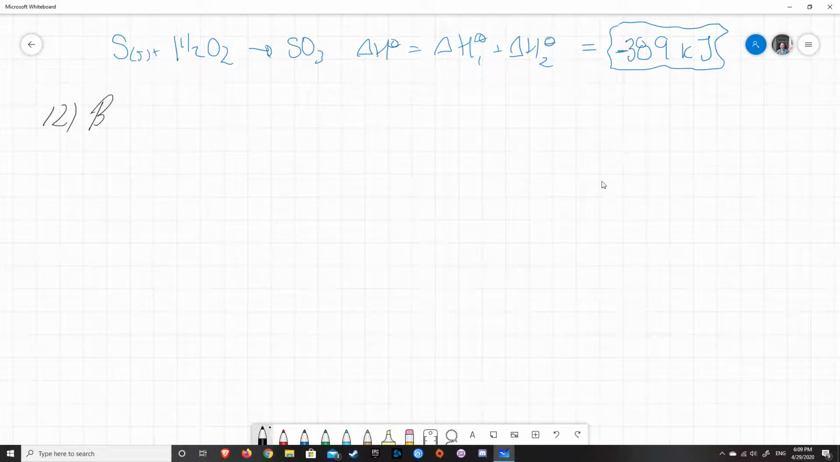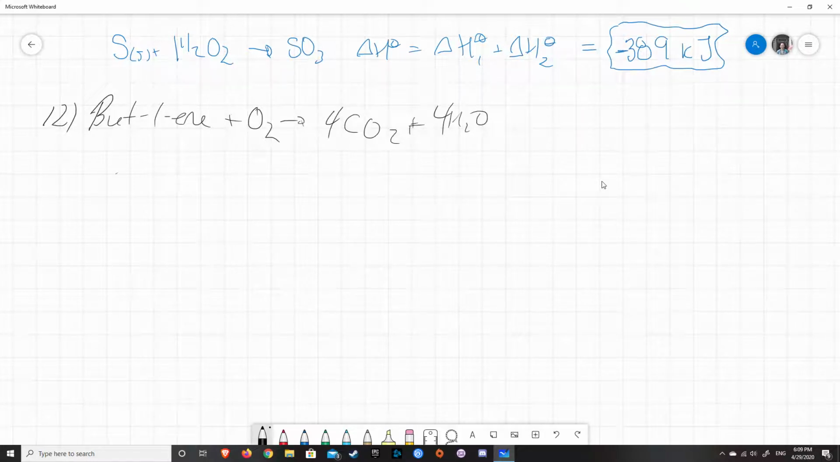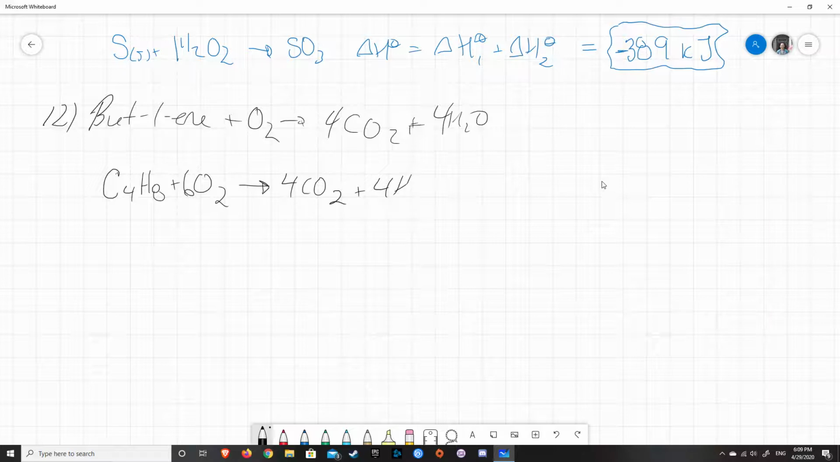But-1-ene reacts with oxygen to produce CO2 and H2O. That's the information that they've given you before. And to do that, it's 4 and 4 to make sure that it's balanced. So I'll write down the chemical formula. C4H8 plus 6O2 reacts to form 4CO2 plus 4H2O. So that's the reaction that we're looking at.